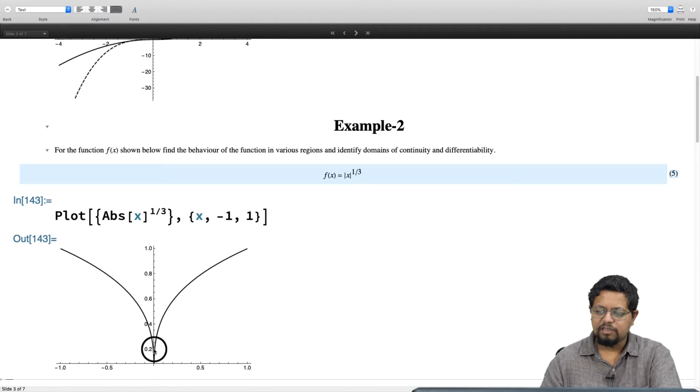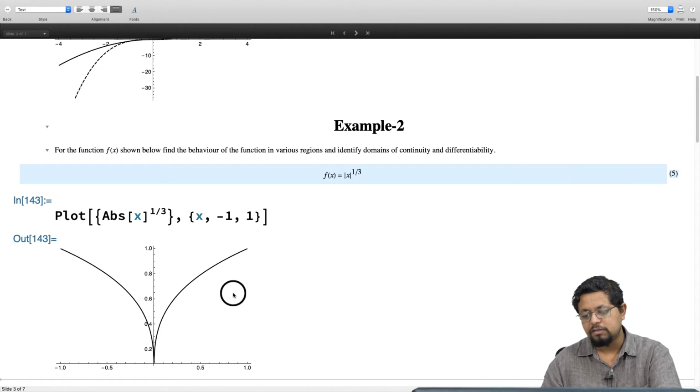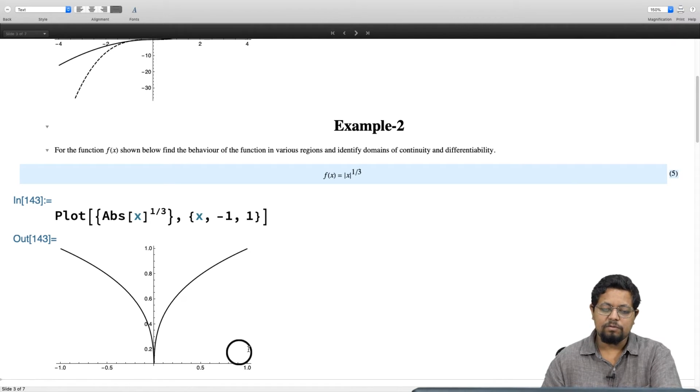But clearly it is not differentiable at x equal to 0, because the derivative over here has a large negative value and the derivative over here tends to have a large positive value. Therefore the function is not differentiable at x equal to 0. It is differentiable for x less than 0, and it is differentiable for x greater than 0, but it is not differentiable at x equal to 0.